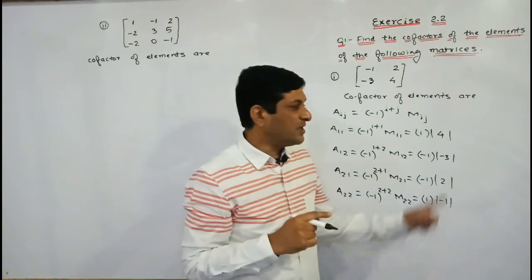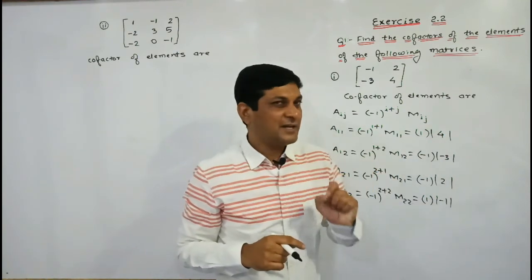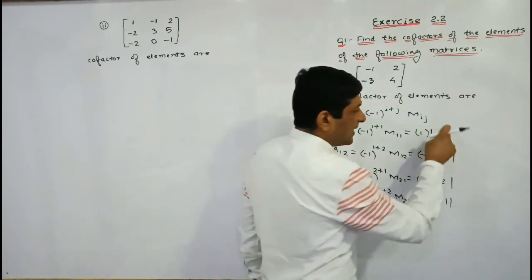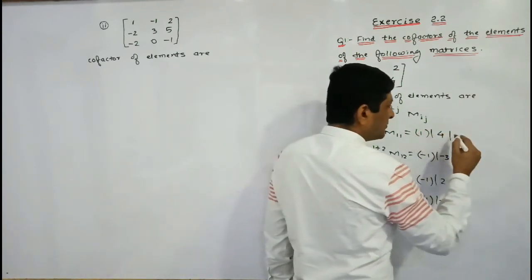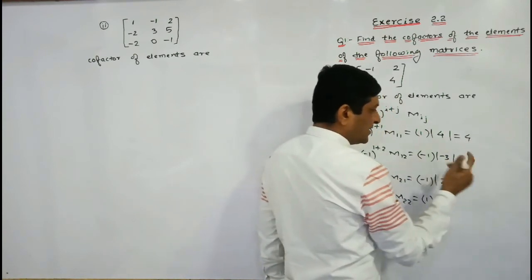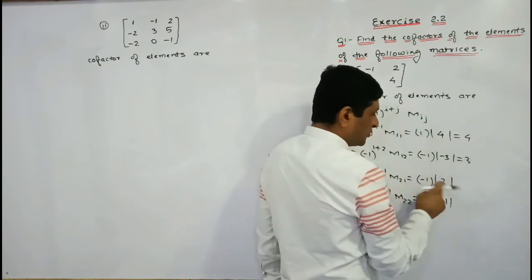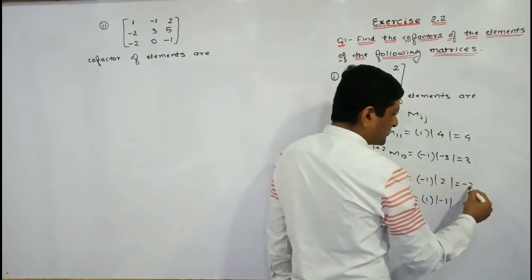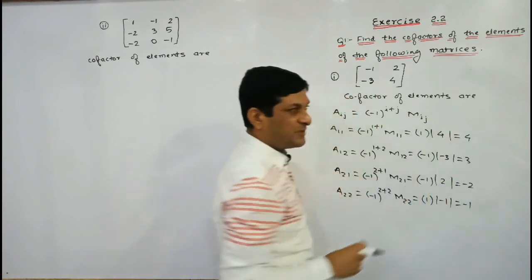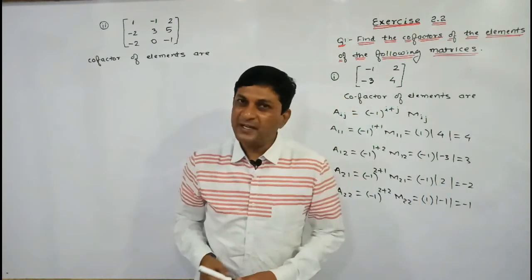We know that if only one number is there in the determinant, at that time whatever will be that number will be the value of determinant. So means value of this determinant is 4. 4 into 1 will be equal to 4. Here value of determinant is minus 3. Minus 3 into minus 1 is plus 3. 2 into minus 1 is minus 2. Minus 1 into 1 will be equal to minus 1. In this way we have got the cofactor of all the elements.